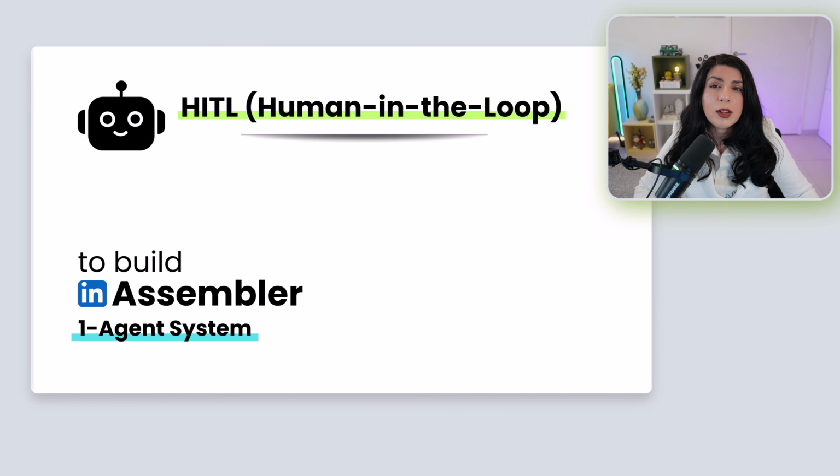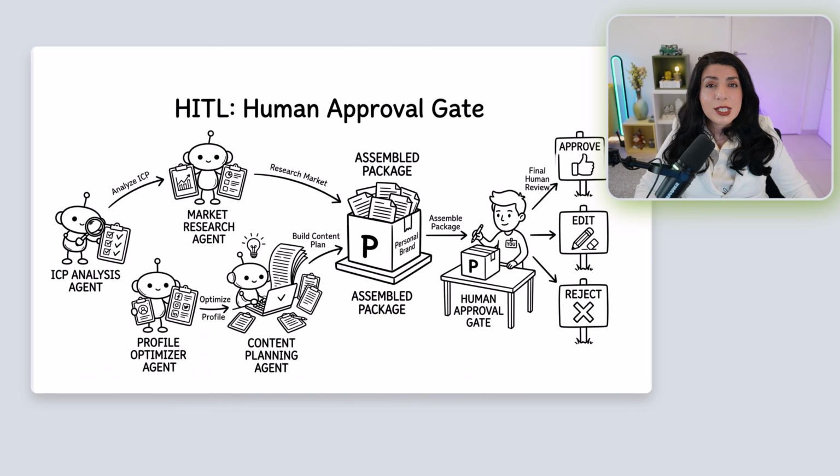This is why pattern 5 is not about AI at all. It's about human in the loop. The system assembles everything: your ICP definition, your market intelligence, your optimized profile, your content plan, all into one complete package, and then it stops. It waits. You read it, you decide: you approve it, edit it, or reject it. No content goes live, nothing gets finalized until you say so. In a production AI system, the human approval gate is not a limitation, it's a design choice, the best one you can make. That is pattern 5, and let's build it.